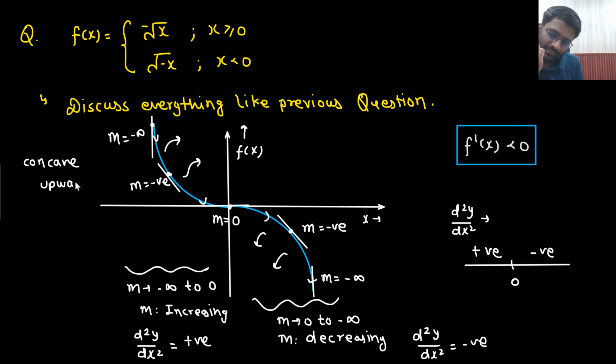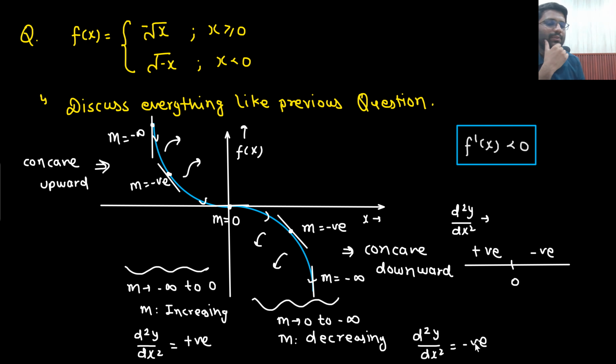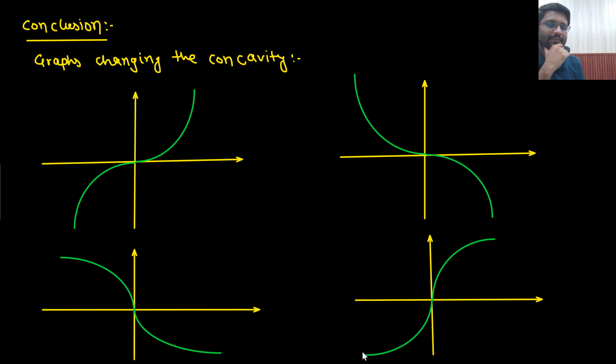Concave upward, and what is this? This is concave downward. Say yes or no? Concave upward, concave downward, right? And d2y by dx2 is changing its sign at x equals to 0. It is positive and it is negative. So if the concavity is changing, then d2y by dx2 will be changing its sign. Understandable? Well and good. Let's see the conclusion.